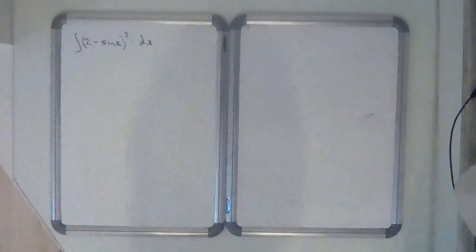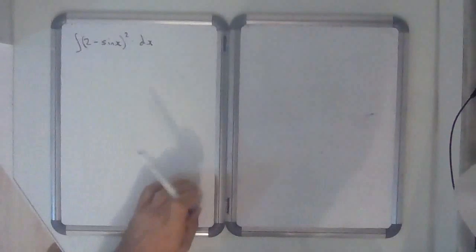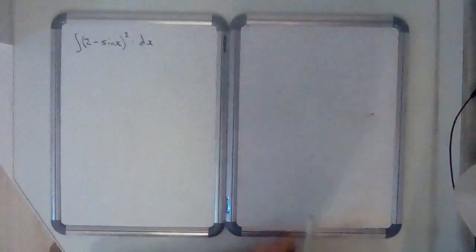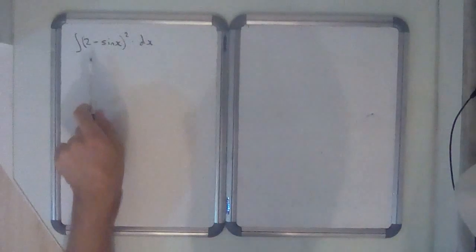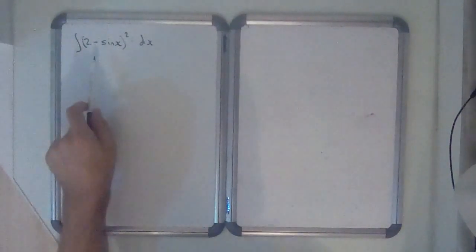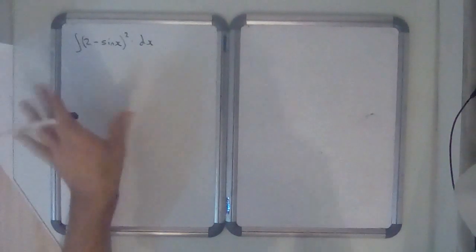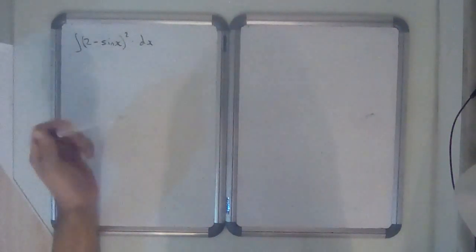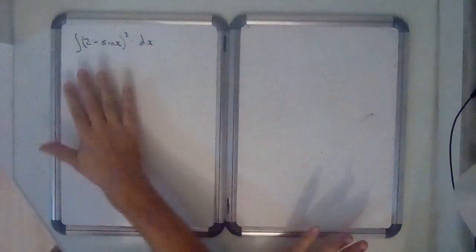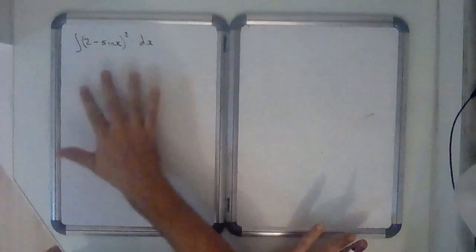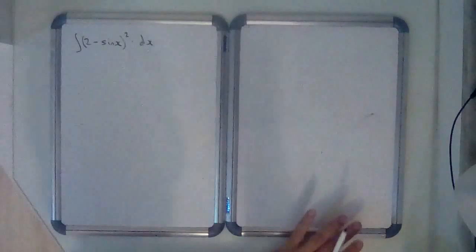Find the integral of (2 minus sine x) squared dx. Now, it is probably very tempting to go straight in and put, say, u equals 2 minus sine x. Then you'd differentiate that and so on, get some expression for dx, and you'd end up with the integral of u squared, which would be u cubed over 3, something like that.